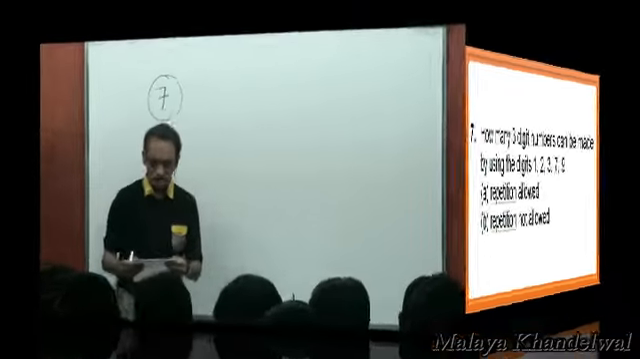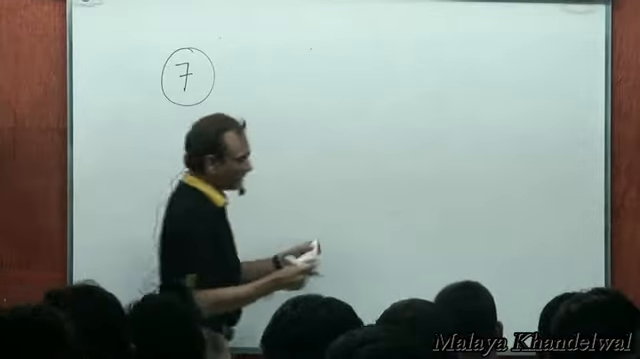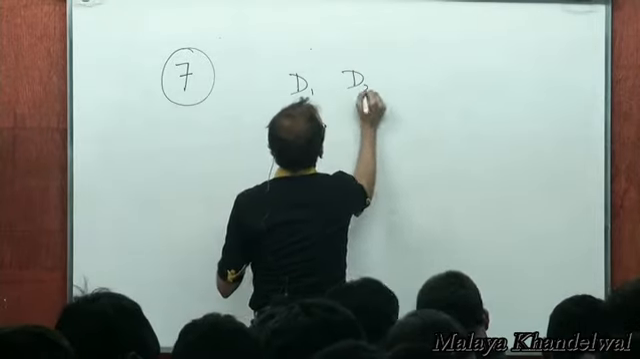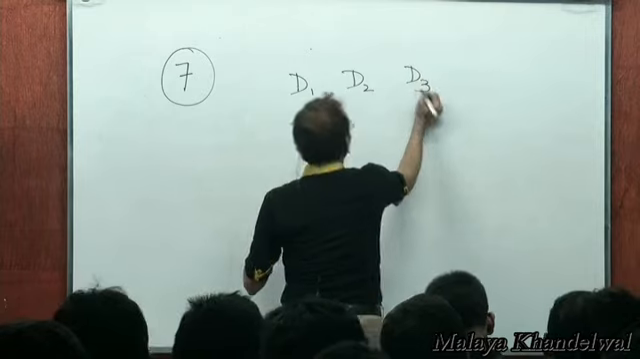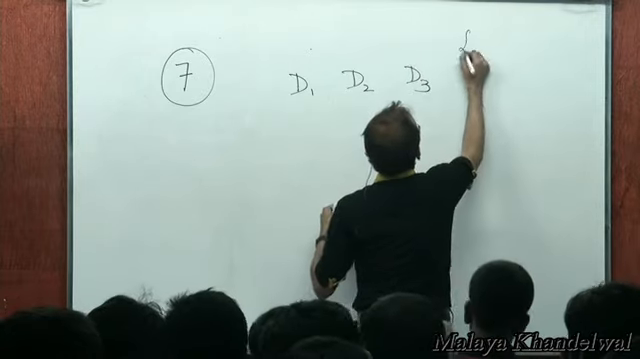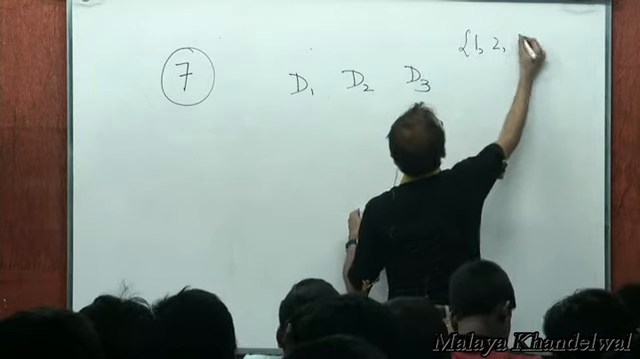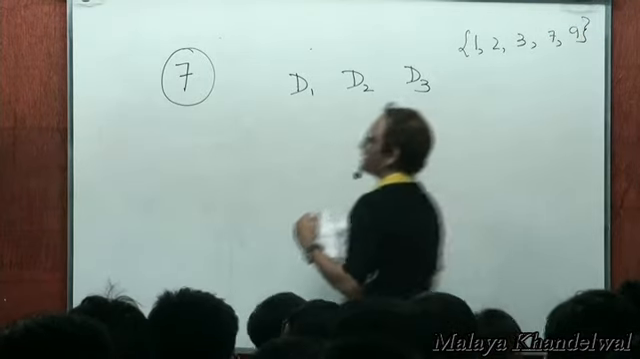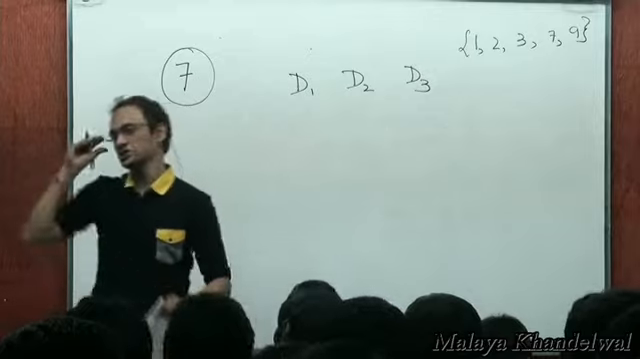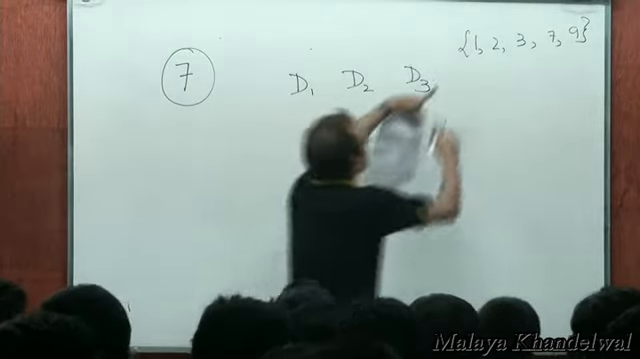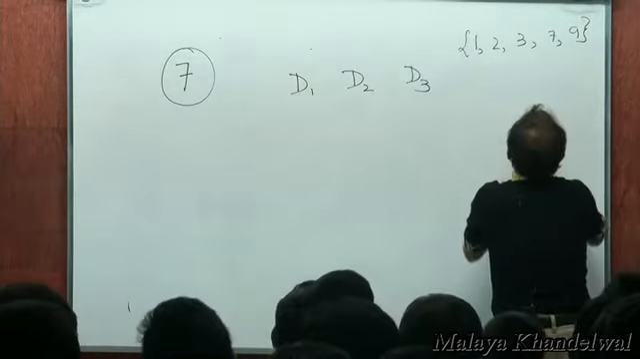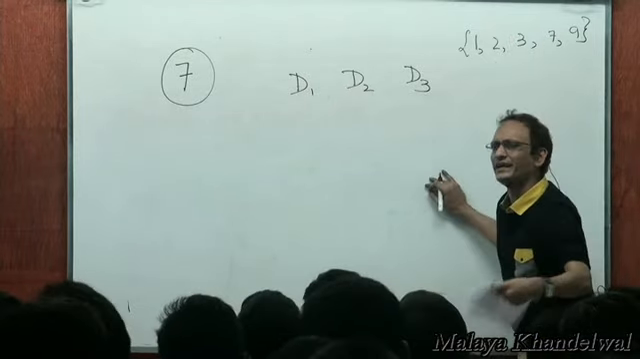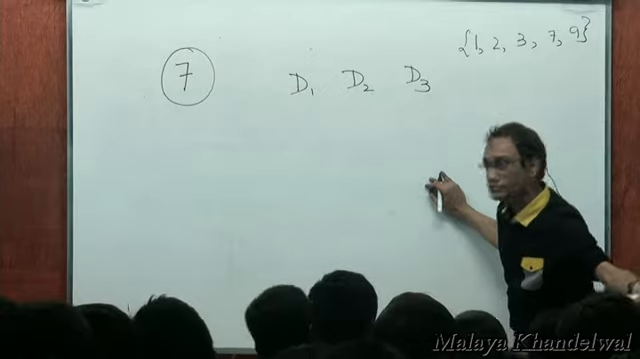Now, how many 3-digit numbers? We want 3-digit numbers D1, D2, D3, from this set 1, 2, 3, 7 and 9. We want 3-digit numbers to be created. Repetition allowed. That means I have large number of 1s available, large number of 2s available, large number of 3s available, 7s, 9s. I can use them in any number of ways I want to, right?